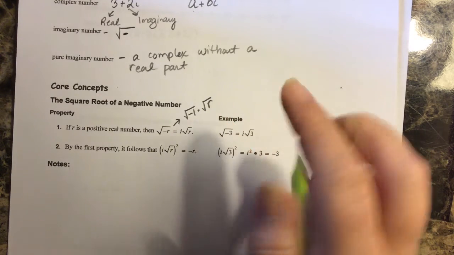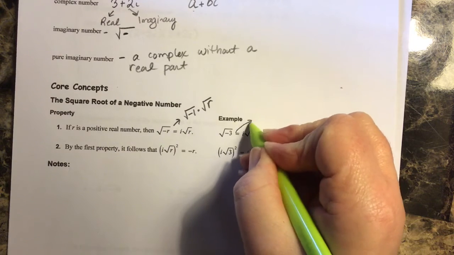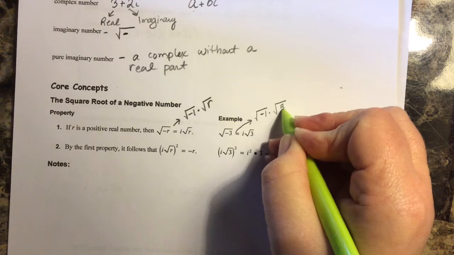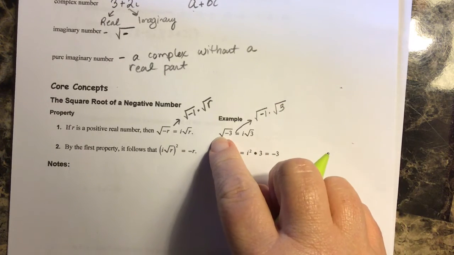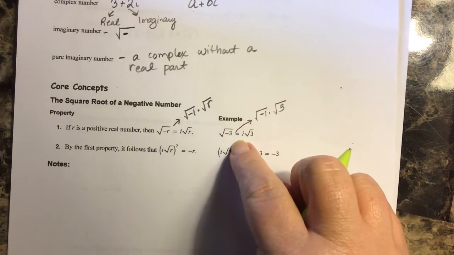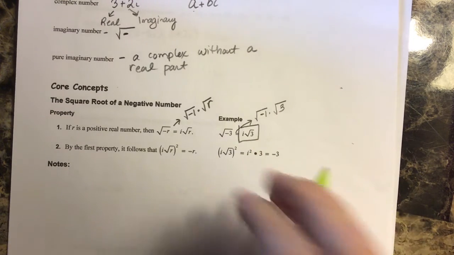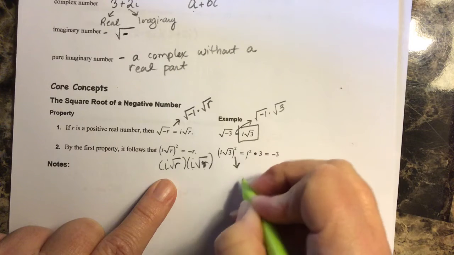So when you look at this example, I would expect to see this in between the answer and the original problem. The square root of -1 is i. I can't do anything with the square root of 3. So that is that answer. I would expect to see this here.